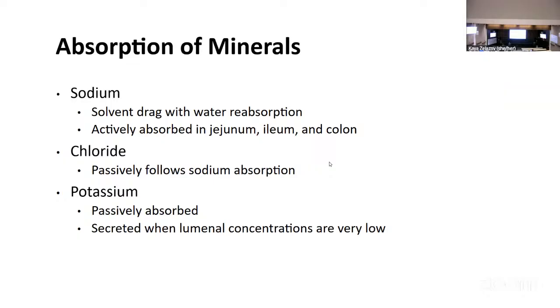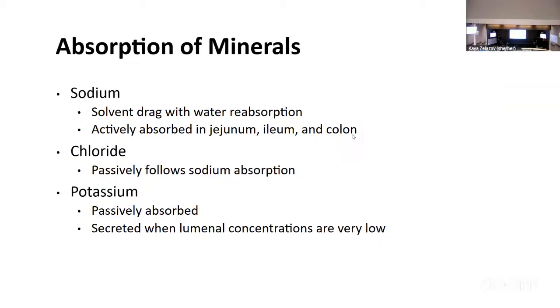Chloride, because it has that opposite charge to sodium, sodium positive, chloride negative, is going to passively end up following that sodium absorption. So we don't need to separately actively absorb the chloride because sodium is going to attract it on its own. And then we have potassium. So potassium is going to get passively absorbed. So not a particularly complicated process here.